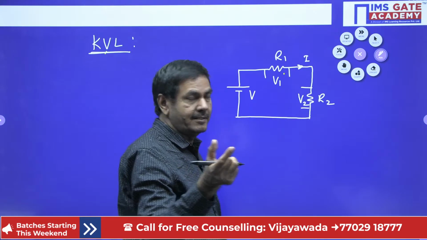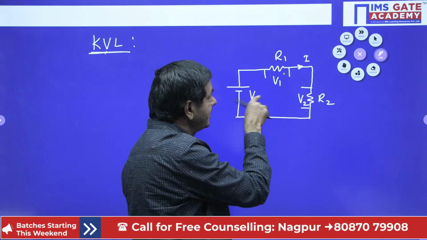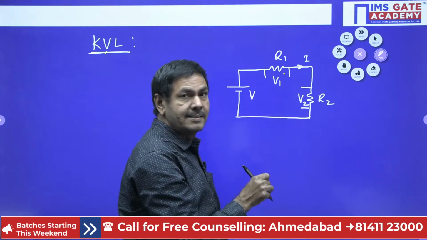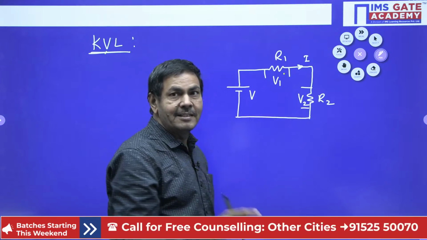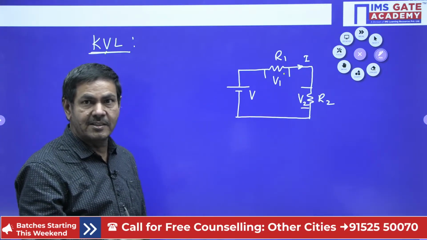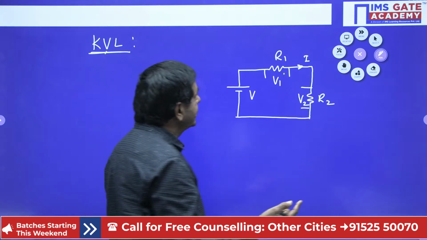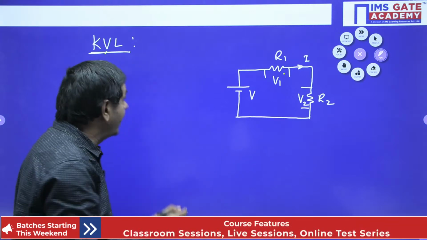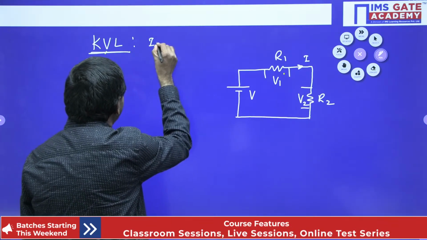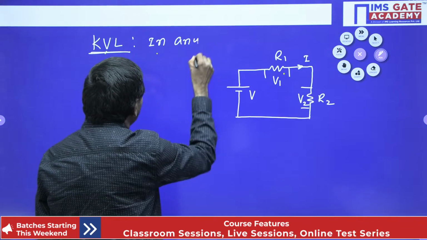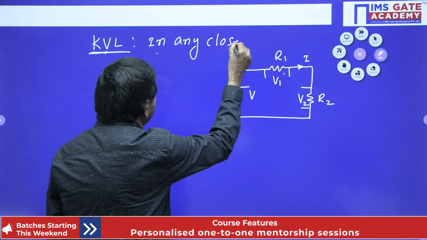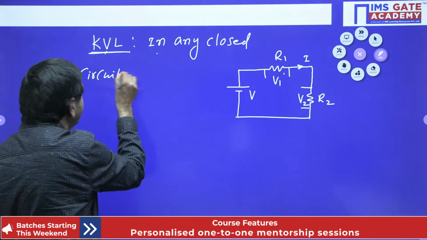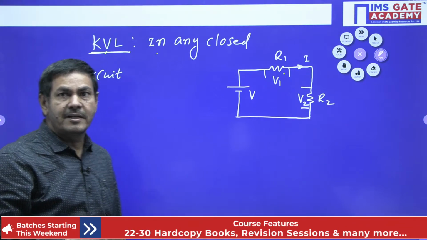I am applying the KVL. In any closed network, the sum of the voltage drops across the electric elements is equal to the supply voltage only. The electric elements I connected are the resistors only. So I will say the voltage drop across R1 and R2 is equal to the supply voltage only. That's why I want to write: in any closed circuit, what can you write now?